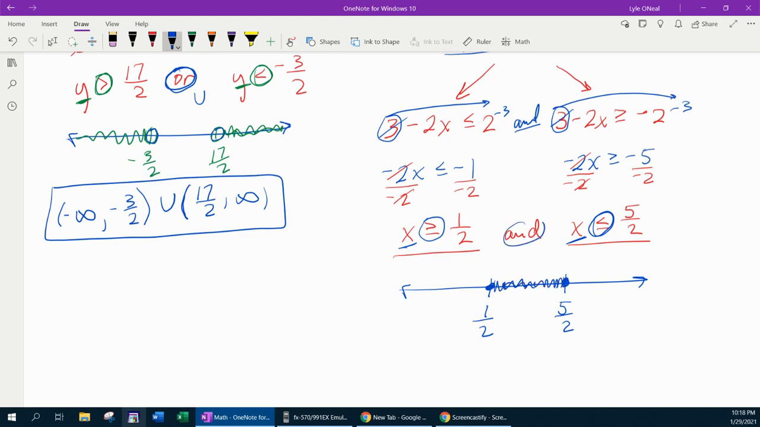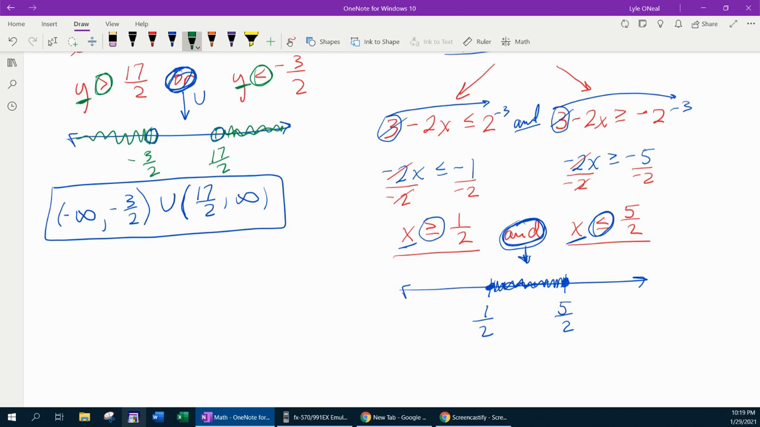Our shadings overlap in the middle. Remember, and is intersection. You want where the shadings overlap, that's going to be in the middle. And if you haven't noticed this yet, let me just point this out, that if you have an OR absolute value inequality, you're going to have a gap. If you have an AND absolute value inequality, you're going to have shading in the middle. And that's going to always be the case for the absolute value inequalities.